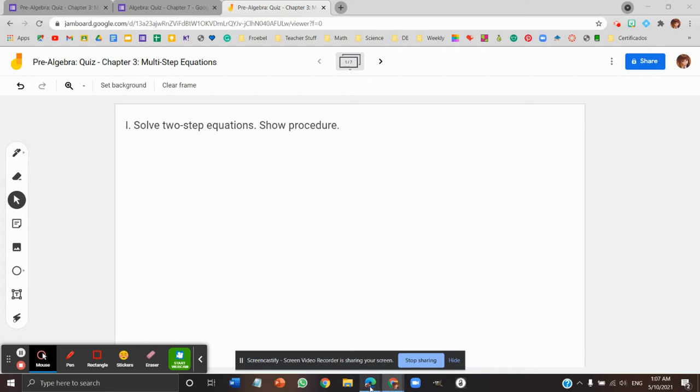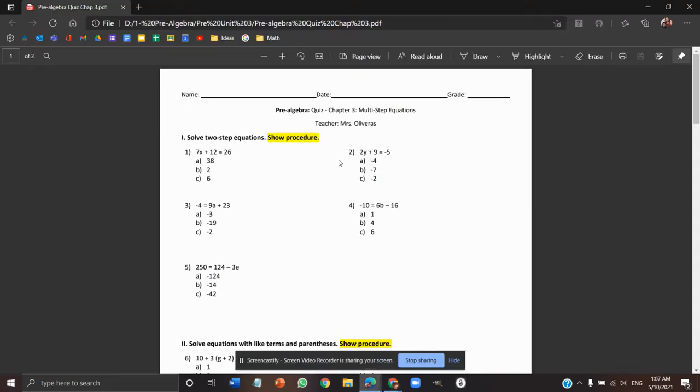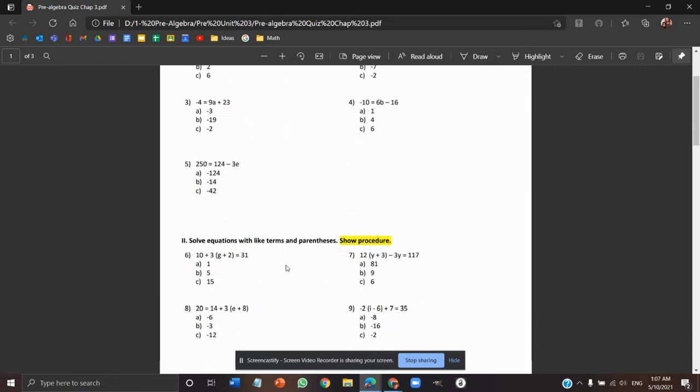So let's see first our test. Let's see where it is. There we go. So this is our test. It says quiz. Yeah, this is our quiz. And it has three parts. The first one says solve two-step equations, show procedures. You have five exercises there.